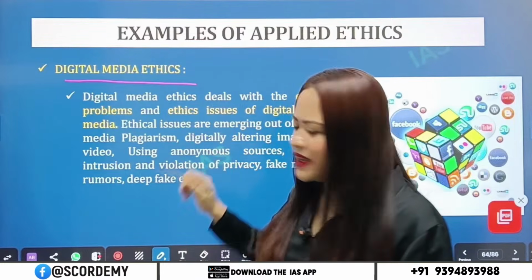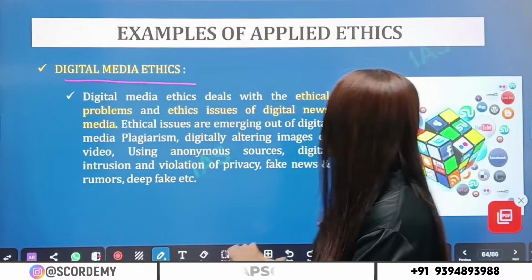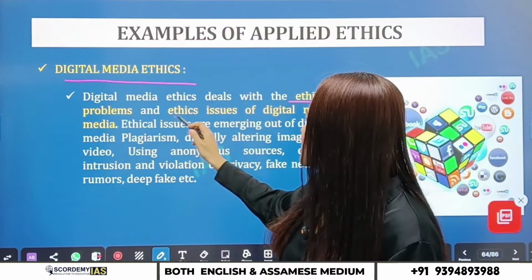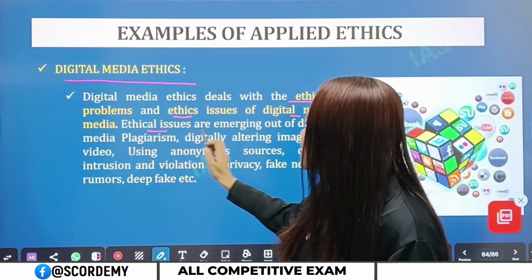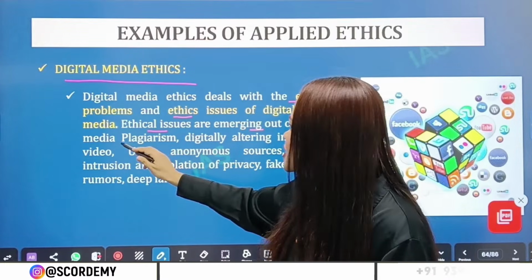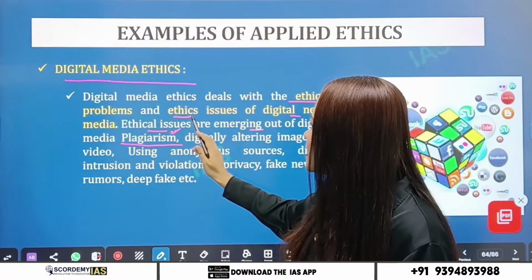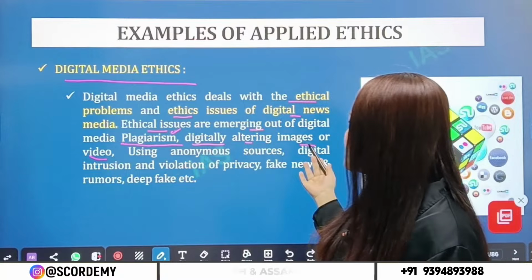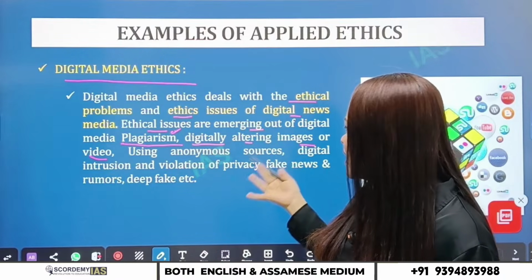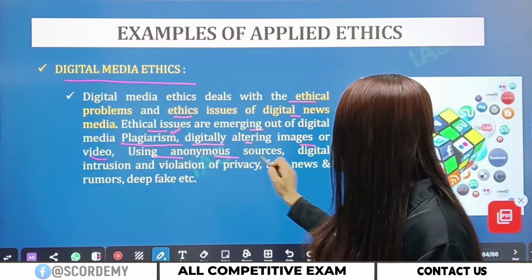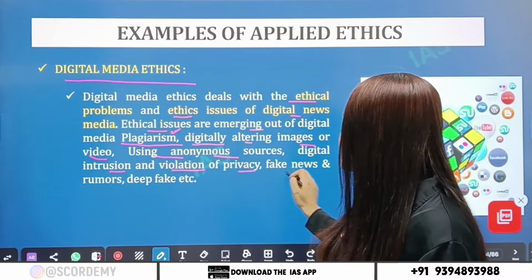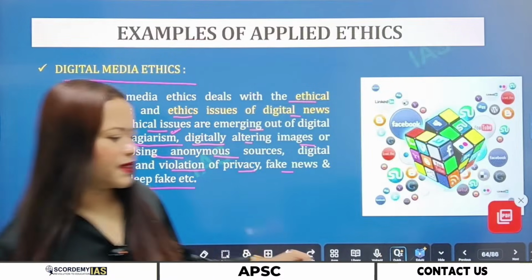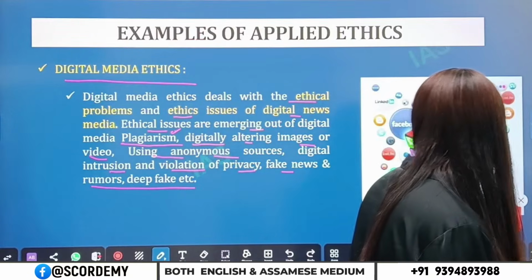Then these digital media ethics. Let's see what could be the issues of digital media ethics. Digital media ethics deals with ethical problems and ethical issues of digital news and media. Ethical issues are emerging out of digital media: plagiarism, not being authentic or stealing others' content, digitally altering images or video. We have seen this has become pretty common after the emergence of AI. We have seen deep fakes, right? Using anonymous sources, digital intrusion and violation of privacy, fake news and rumors and deep fake, etc. Nothing much to explain. You all must be knowing all these.